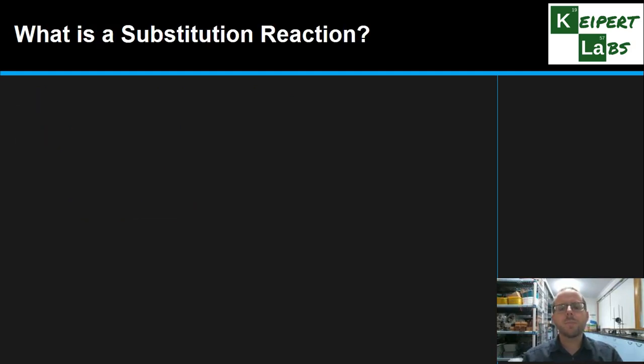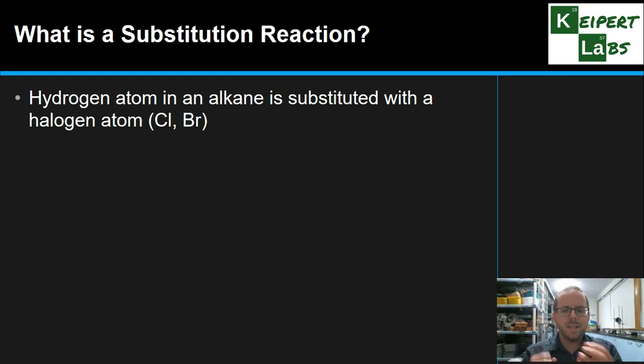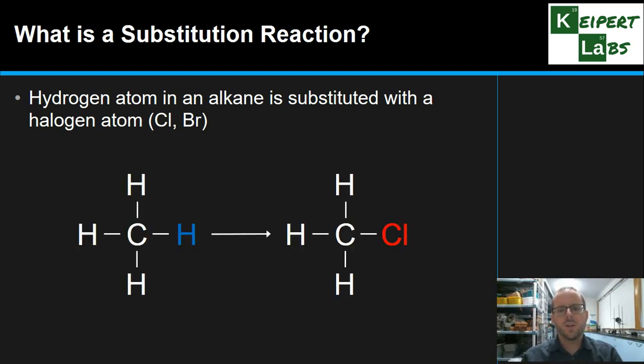So firstly, what do we mean by a substitution reaction? Well, the name itself is fairly self-explanatory, that we are substituting a hydrogen atom in an alkane with a halogen atom, like chlorine or bromine. So we are swapping the atoms around. We are including it into the structure. So for example, if we go from methane, the hydrogen labelled in blue has swapped for the chlorine atom labelled in red to make our new product.